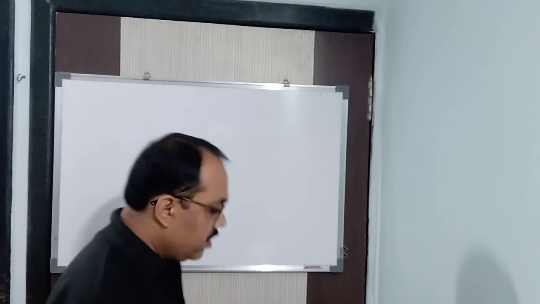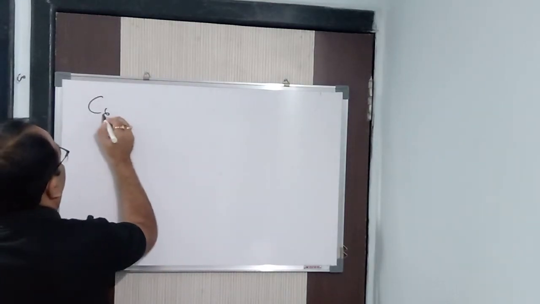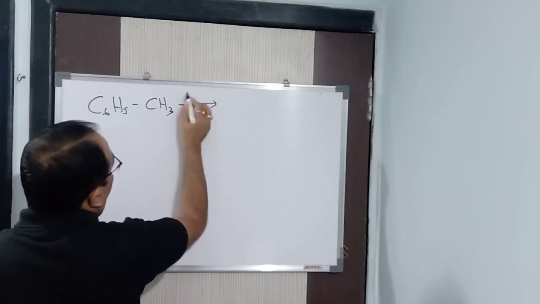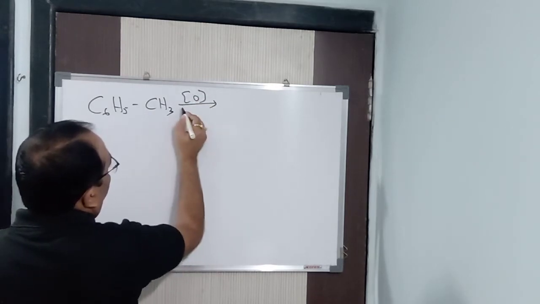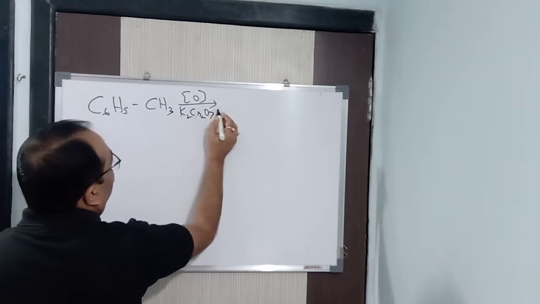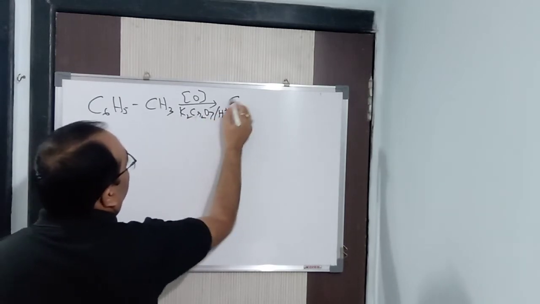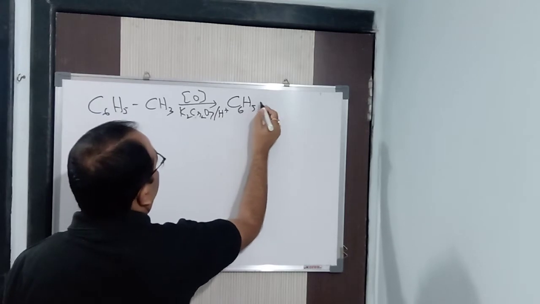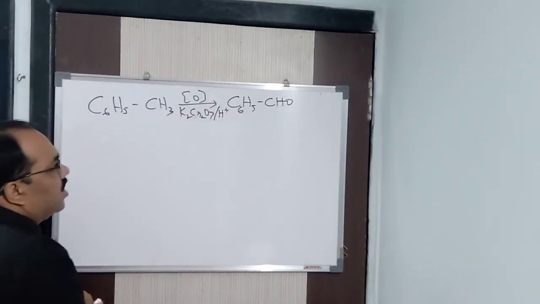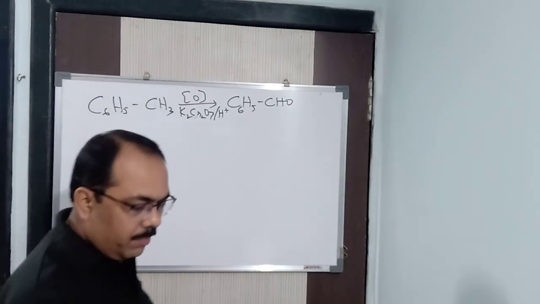So here, suppose you are having toluene, C6H5CH3. What you will do is take acidified K2Cr2O7. So what I am going to get is C6H5CHO, because the CH3 group will be oxidized to CHO. That is, you will be getting benzaldehyde.